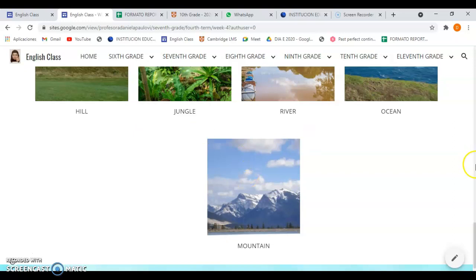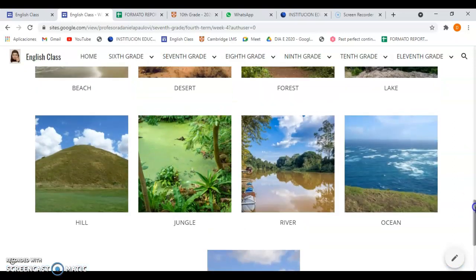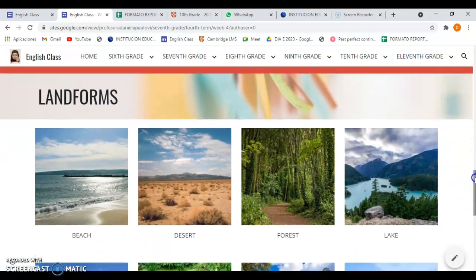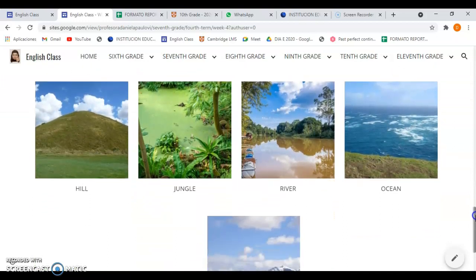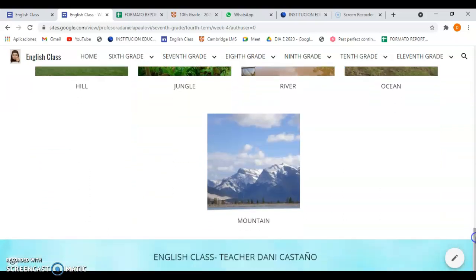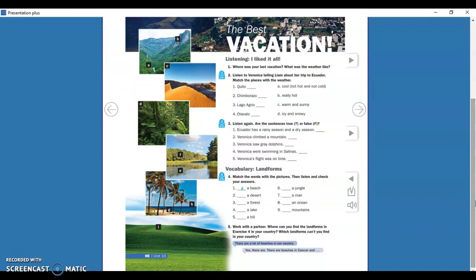Ok, so, ¿qué vamos a hacer? Después de observar este vocabulario que tenemos, beach, desert, forest, lake, hill, jungle, river, ocean, and mountain, vamos a trabajar en la página 98 of your student's book. We're going to work on page 98. Here, vamos a hacer solo el punto number 4, not 1, not 2, not 3, only number 4. Here we have some images, con algunas letras. Entonces lo que vamos a hacer es un matching, un emparejamiento.